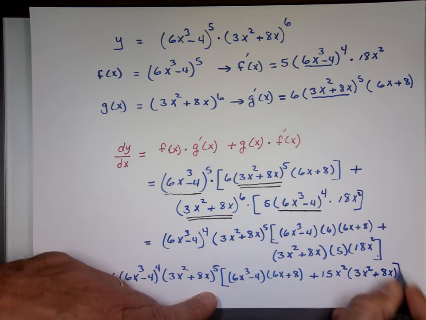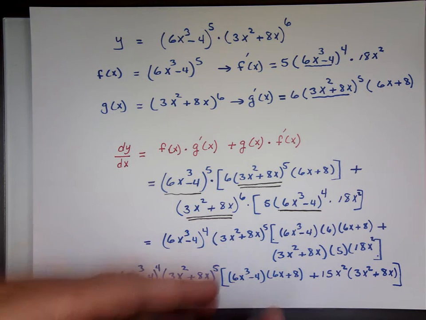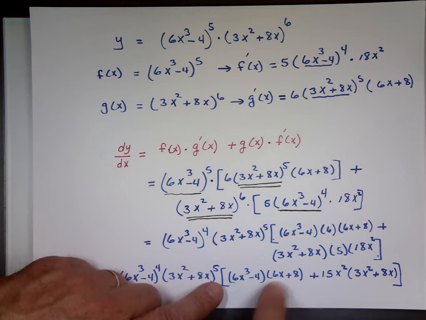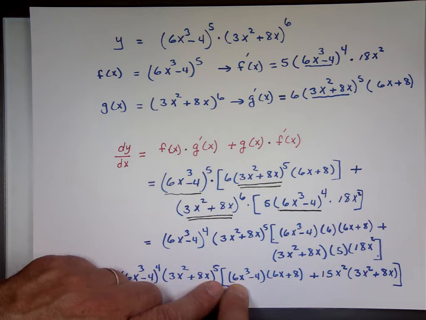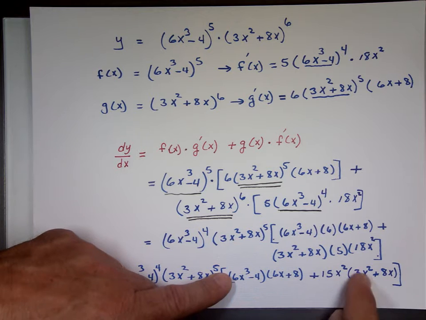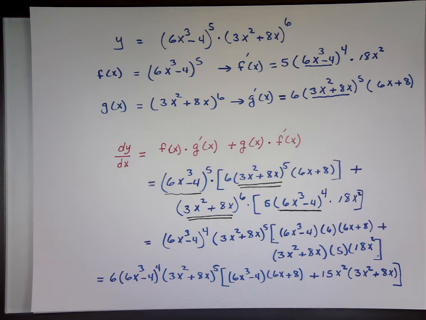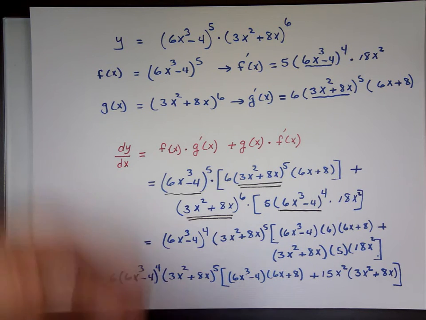So you can FOIL these and collect like terms. Notice what's 6x times 6x cubed? 36x to the 4th, right? And here, what do you have? 45x to the fourth, so you can put them together. So you can multiply these and collect like terms. I don't want to leave it undone.